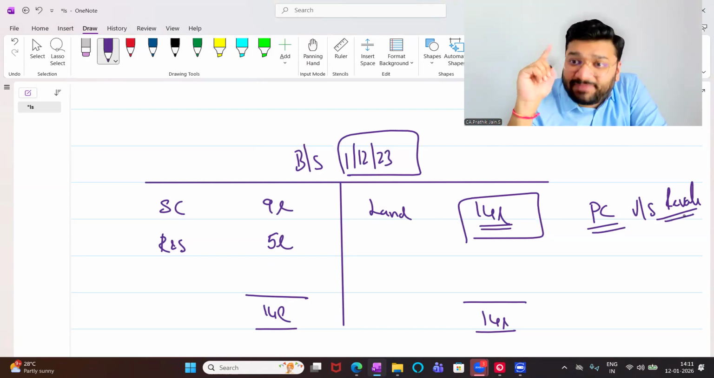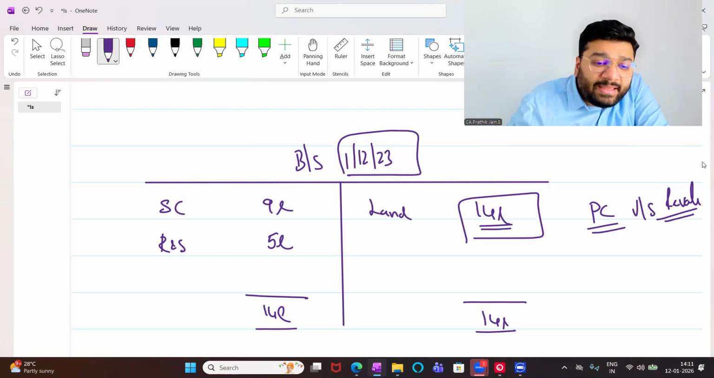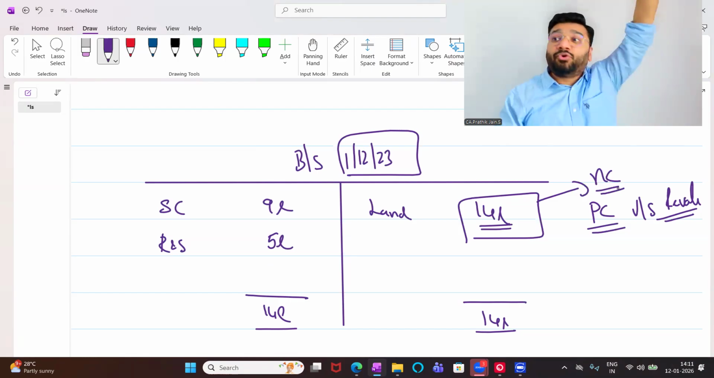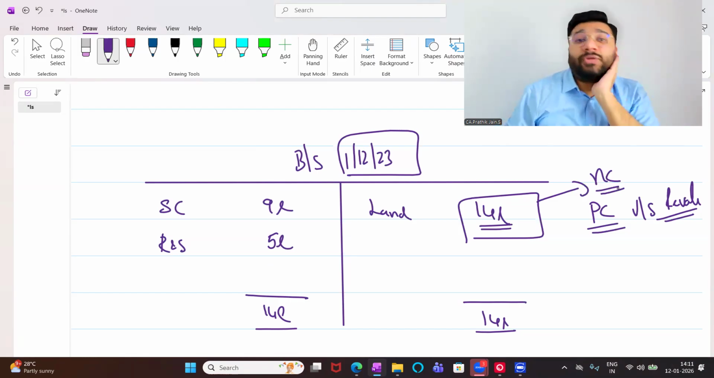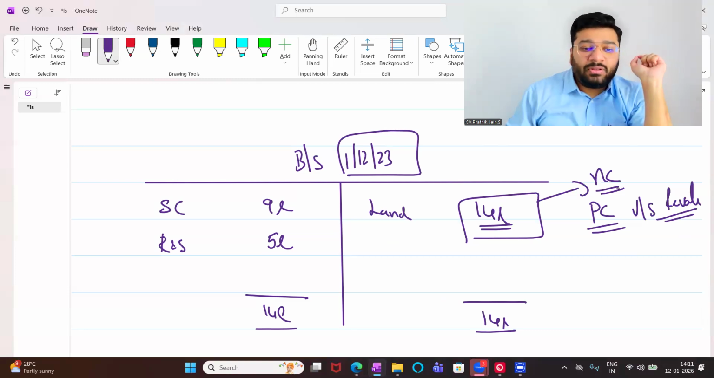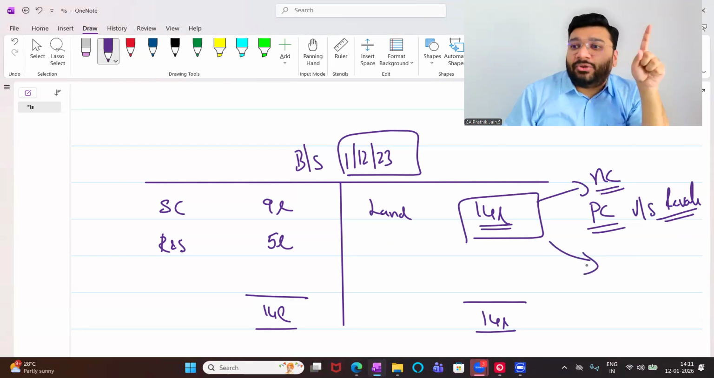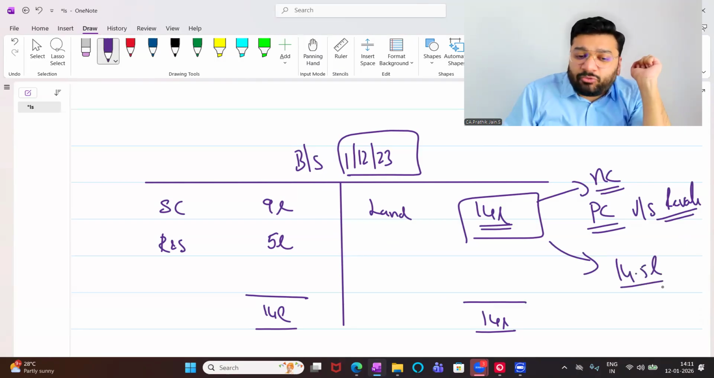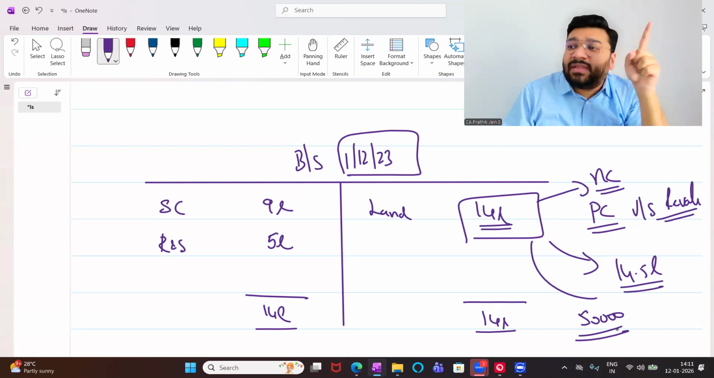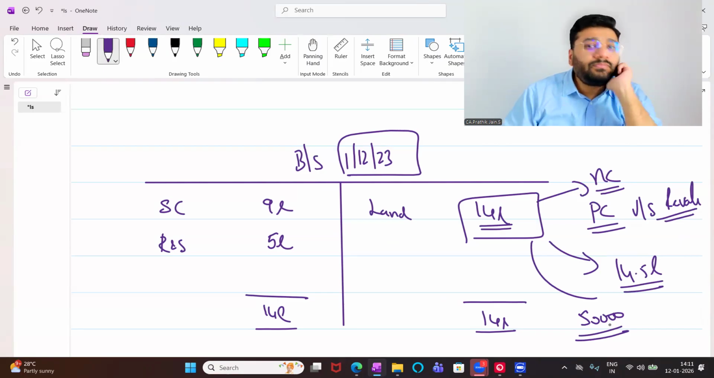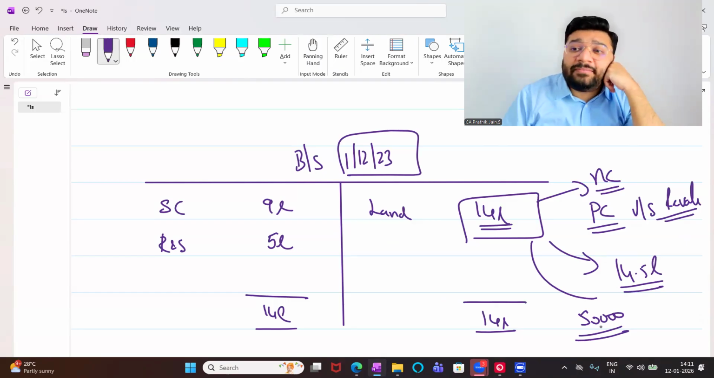This I have been discussing since 11th standard. So this is my historical cost. It means when I purchased this land a few years ago, at that time the cost of the land was 14 lakh. Okay, not okay. Now, today if I see the land value, it is 14.5 lakh rupees. It means the value of the land has increased by 50,000. Any problem? No problem. Now we are calculating goodwill and capital reserve.